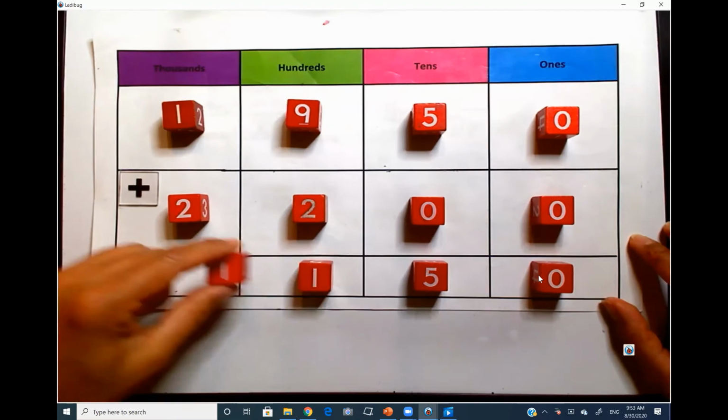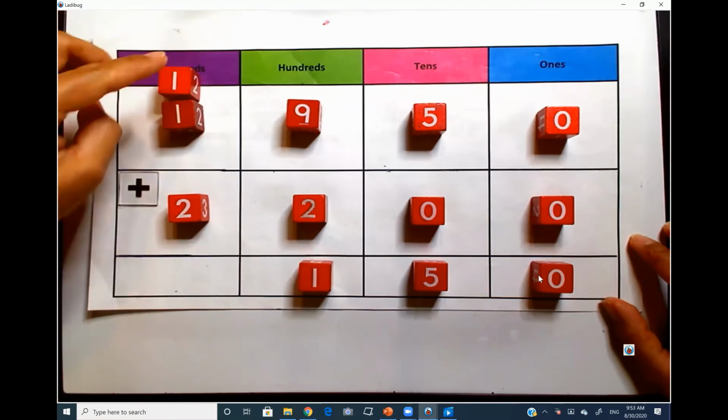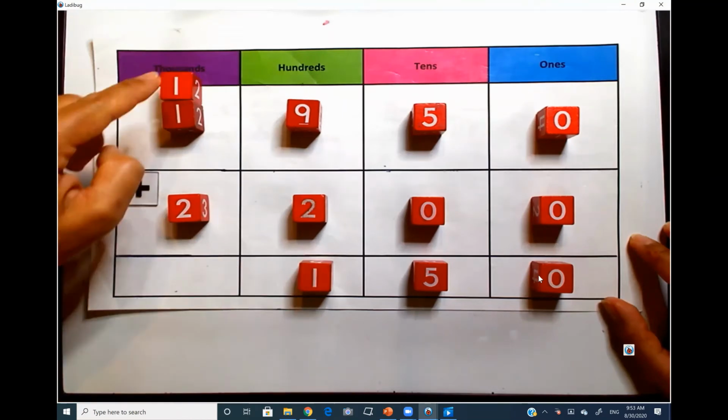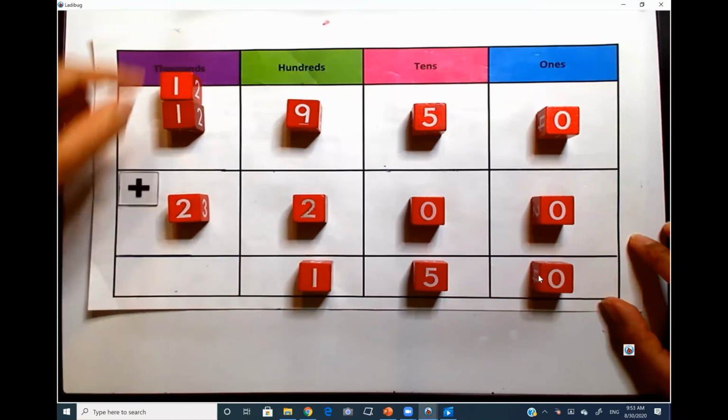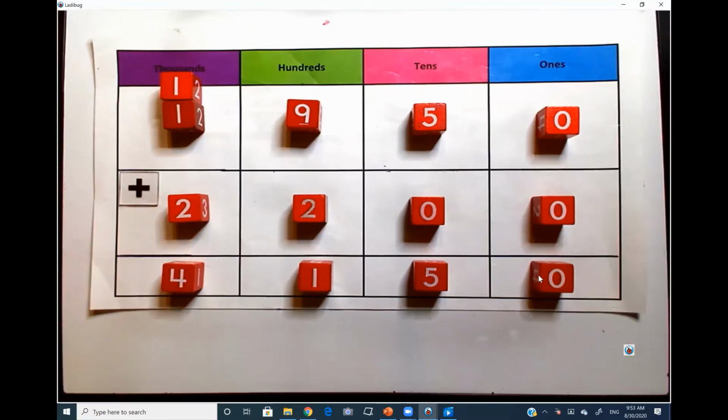So we regroup and put them in the thousands. So now we have 1,000 plus 1,000, 2,000, plus 2 more thousands makes 4,000. So the answer for our problem is going to be $4,150, which is going to be the cost of both.